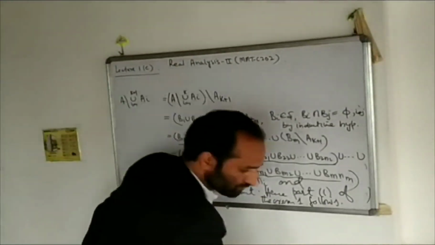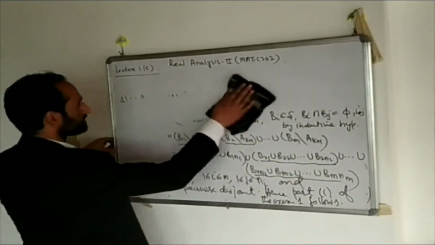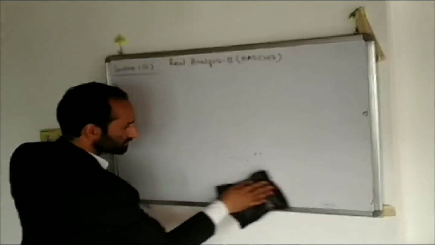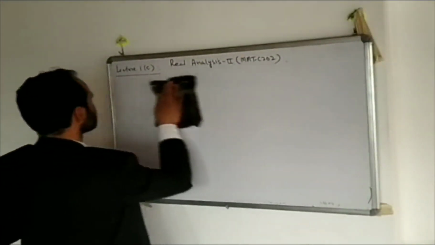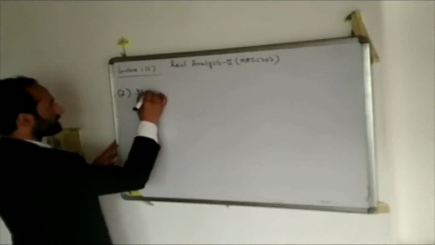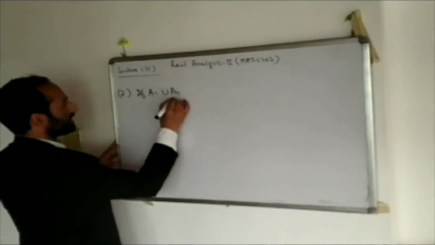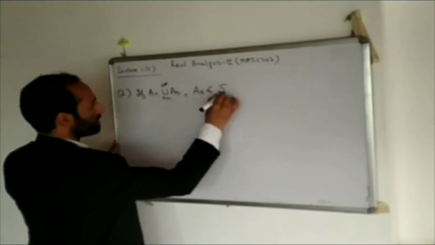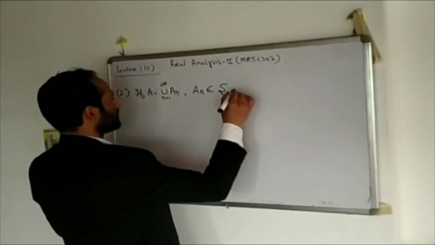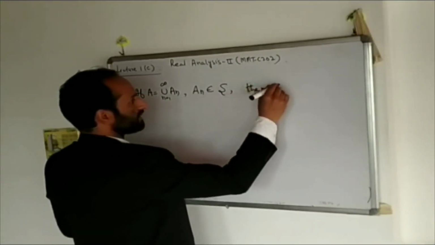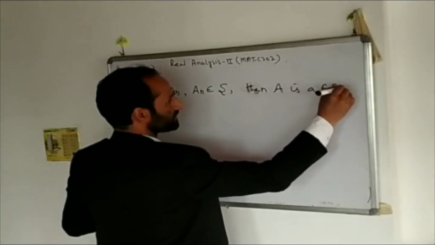Now we prove part 2 of this theorem. Part 2 is: if A is equal to union A_n, n runs from 1 to infinity, where the A_n are all members of S, then we show that this A is a sigma set.